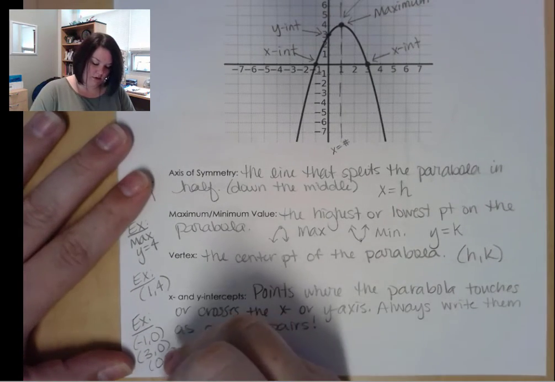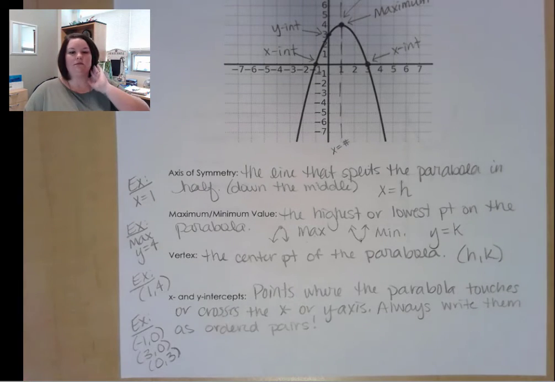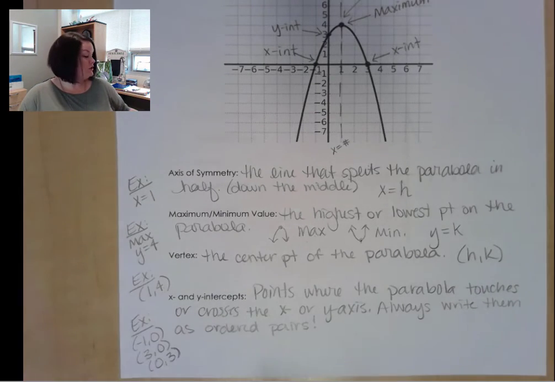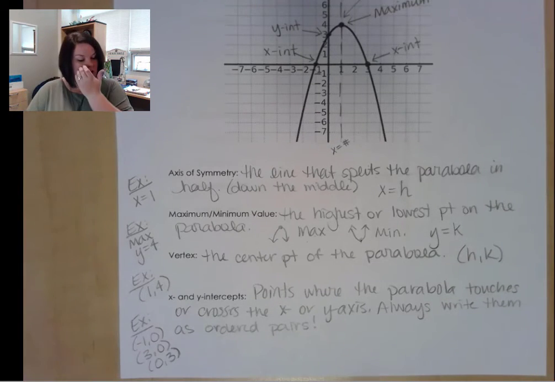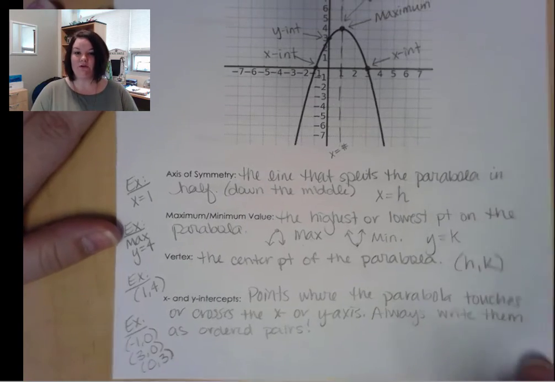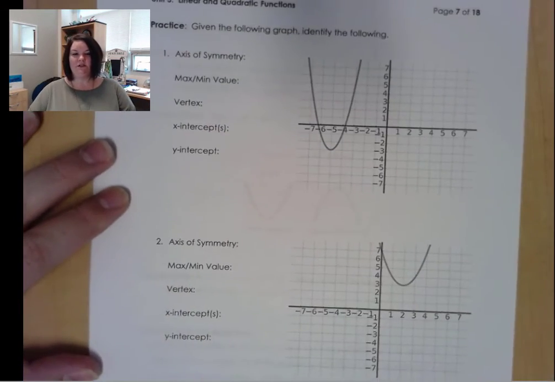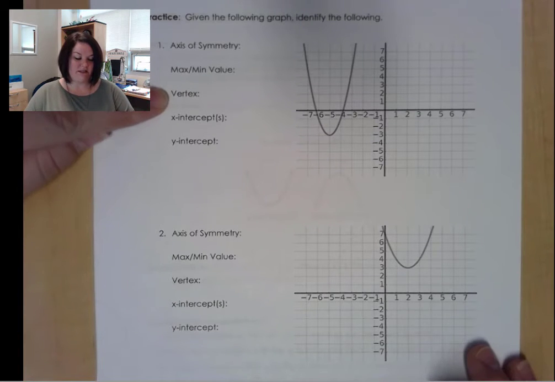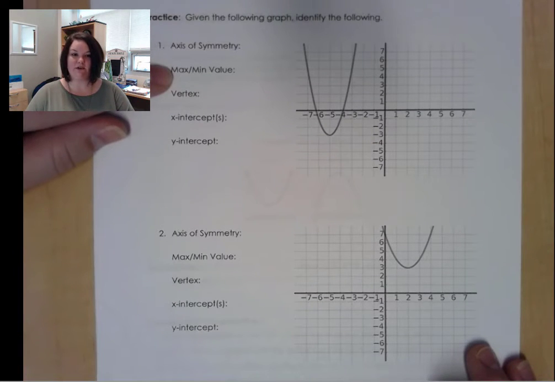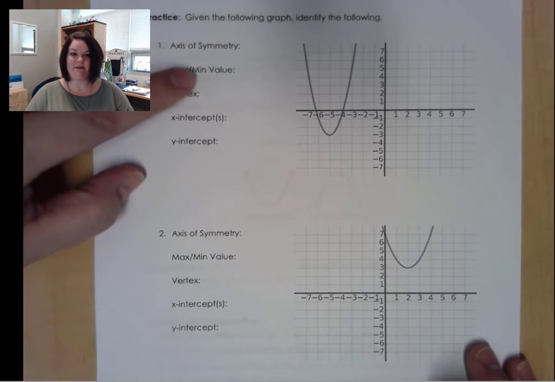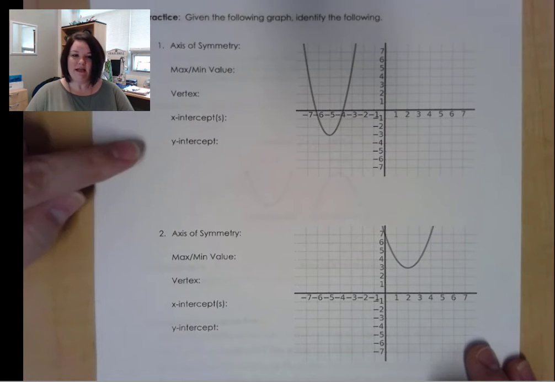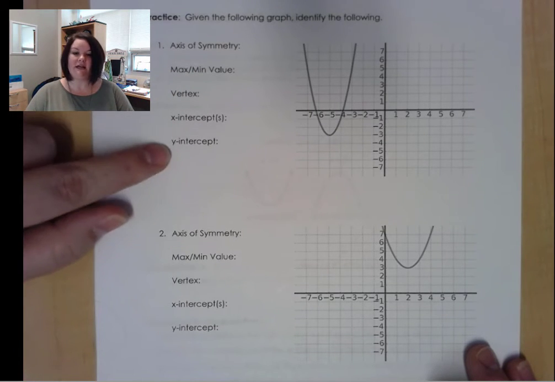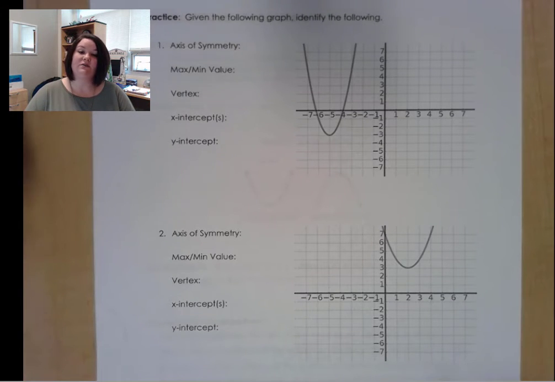Oops, pencil broke. Okay, so these are all the characteristics that we are going to look at identifying. So on the next page, there are 2 for you to try. All I want you to do is identify the vertex. From that, you should be able to tell the axis of symmetry and the max or min value. Make sure you identify if it's a maximum or a minimum value, and then state your x and y intercepts, if there are any, as ordered pairs.